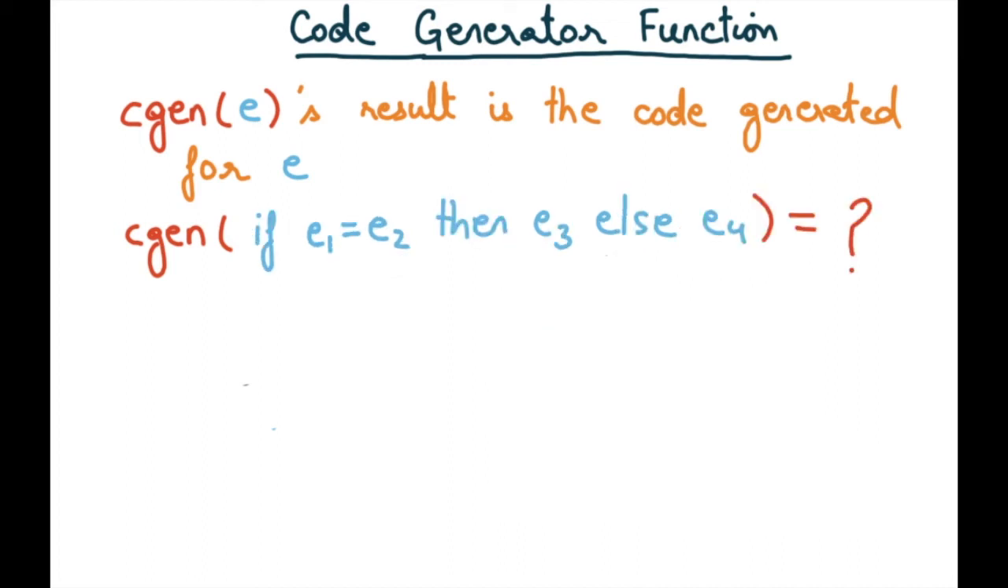Okay, now let's look at another interesting example which is different from the typical operators plus, minus, multiplication, etc. This is a branching operation: if E1 equals E2, then E3, else E4. What would be our code generation strategy for a construct like if-then-else?